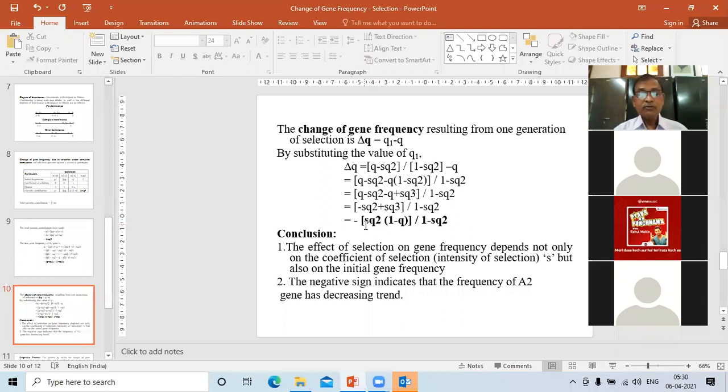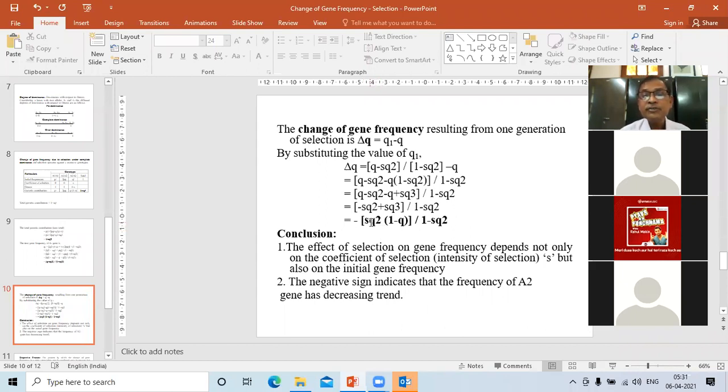So what will be the conclusion? That means the change of gene frequency under complete dominance depends upon the coefficient of selection S and the initial gene frequency Q. There are two terms in this equation. One is S, the other is Q square.